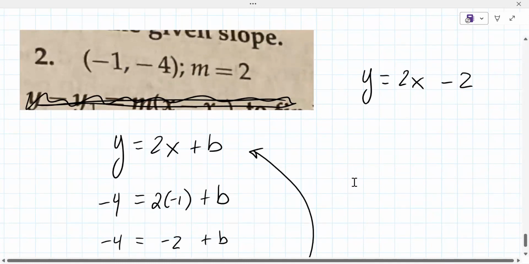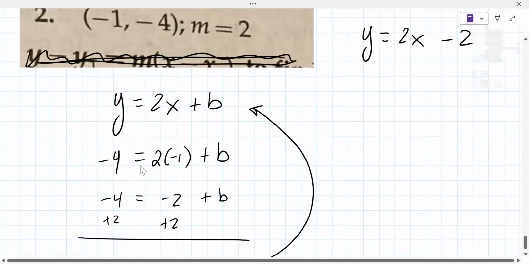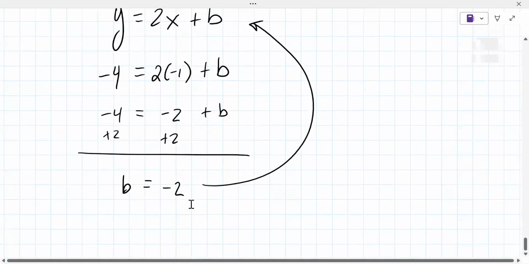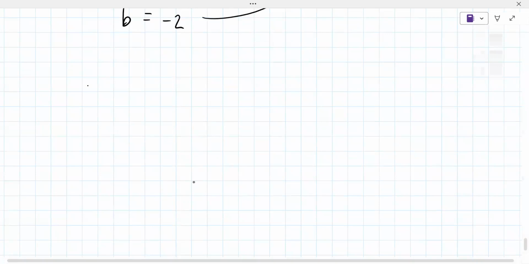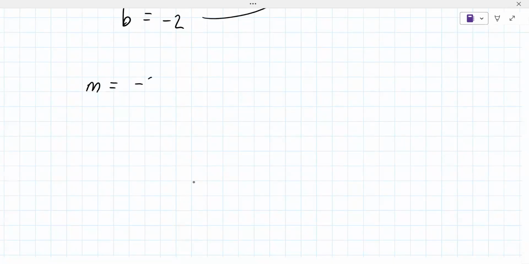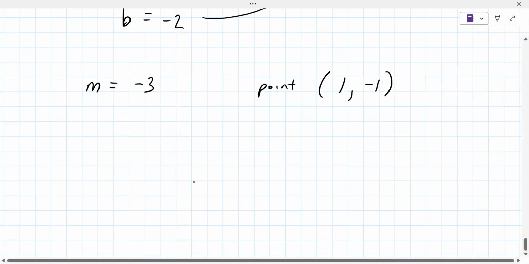Yes. So let's have you try another, because the arithmetic on this one got a little wonky. Let's have you try another one here. Let's say the slope is -3, and it goes through the point 1, -1.